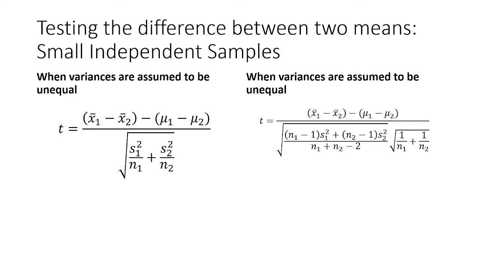So meron na lang tayong kaunting pagbabago sa system na ginagawa natin. So meron tayong mga assumptions na ginagawa. So kapag yung variances natin ay assumed to be equal, we will be using this first formula sa kaliwa. And kapag iniisip naman natin or i-assume natin na ang variances natin ay unequal, we will be using this formula.